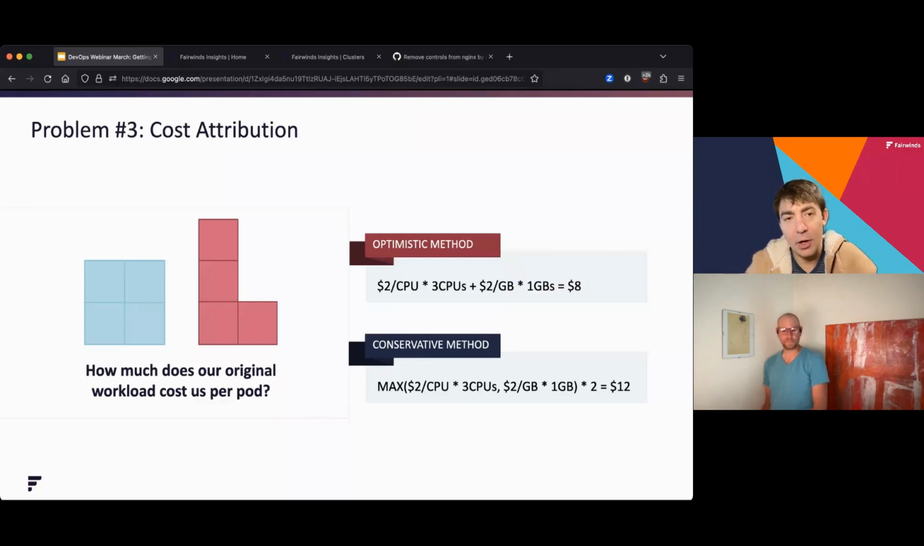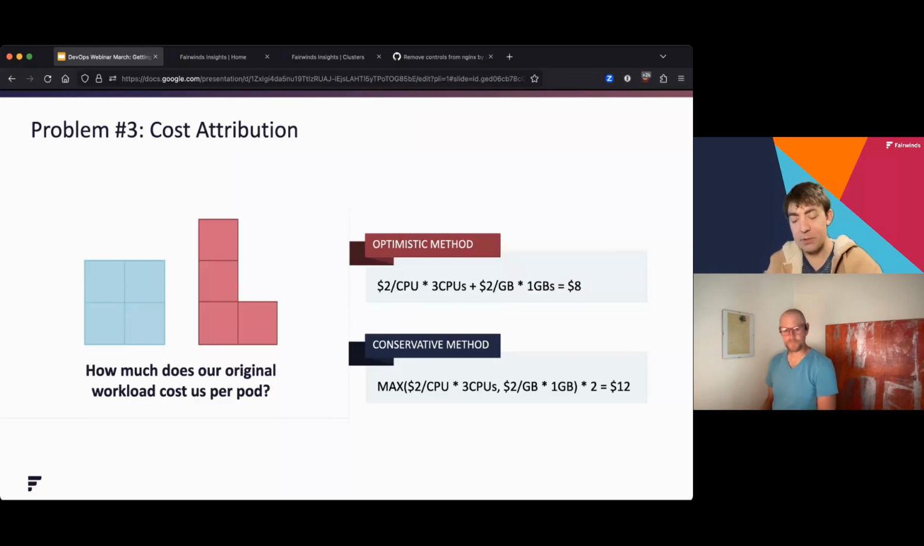Even once you have that, we have this issue: say we have an even split of $2 per CPU and $2 per gig of memory. If I have a workload that is nice and square, like our first example, using a similar amount of memory and CPU, and it's going to bin pack very nicely into our nodes, we can pretty optimistically say it's clear what that's going to cost. When we have a very asymmetrical workload like that second workload, which uses a lot of CPU, it might not bin pack very efficiently. We might end up with a lot of wasted memory.